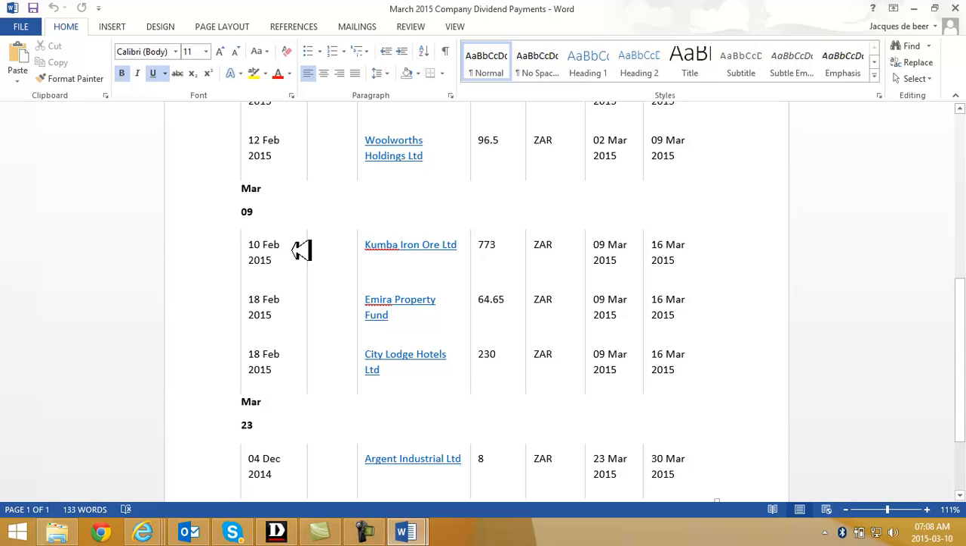Kumba. The 10th of February, it announced it will pay a dividend, and to qualify for this ex-dividend, you need to go from the 9th of March. Before that date, you need to purchase the share physically, hold it in a long position until the 16th of March, and that will be the ex-dividend payment date, and then you can qualify for a R7.73 dividend per share that you've got in your portfolio.